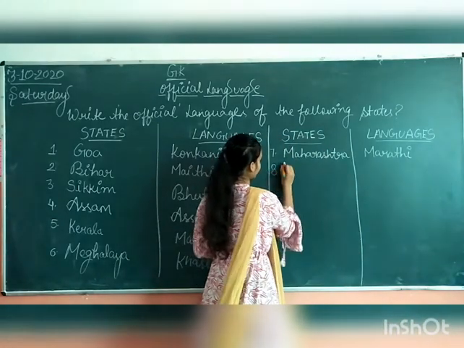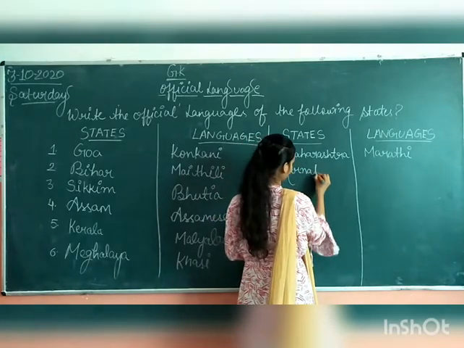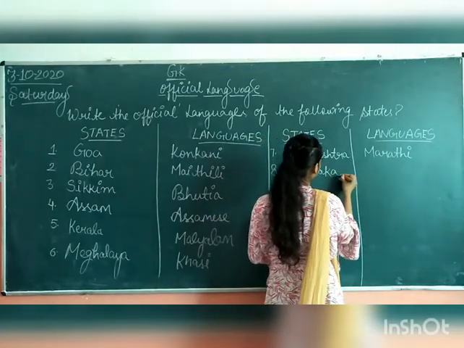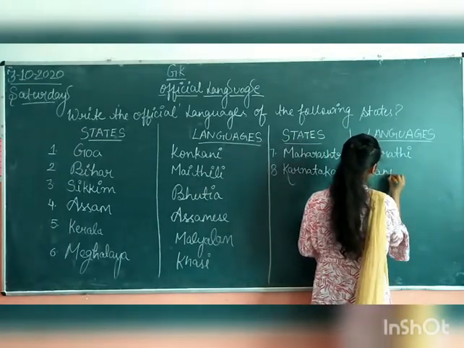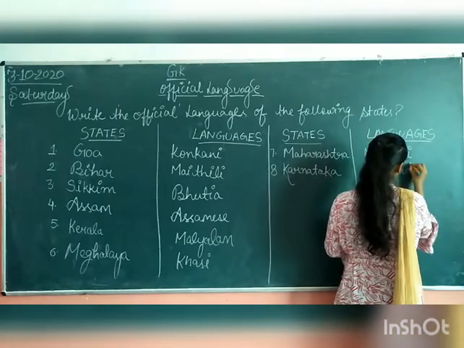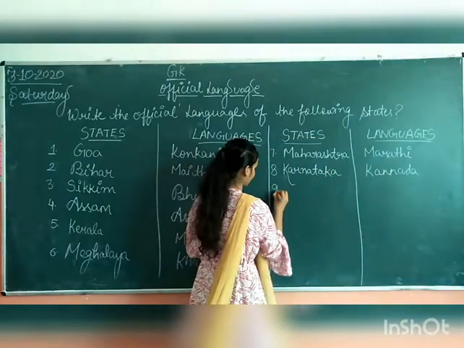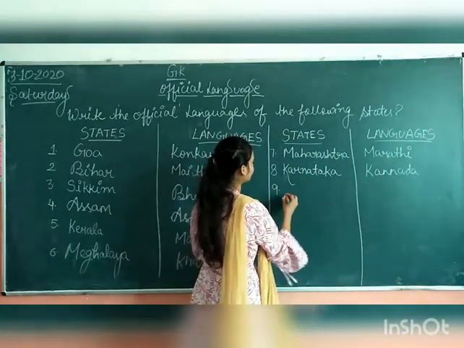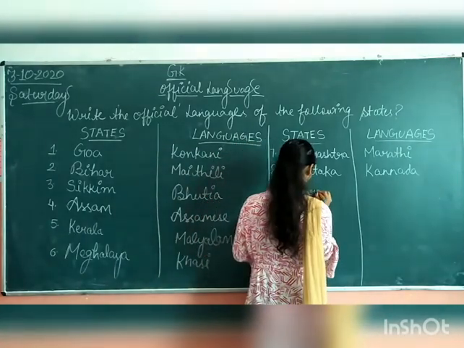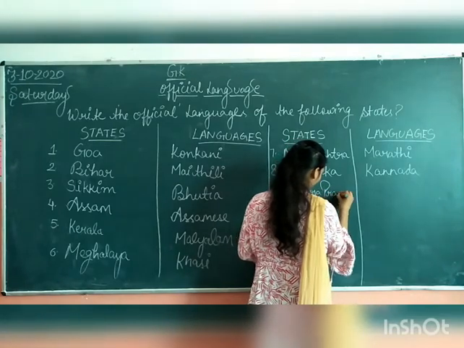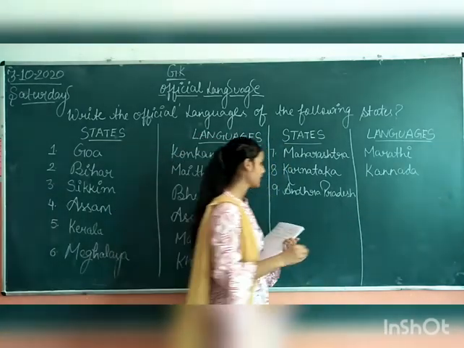Now, number 8. Karnataka. What is the language of Karnataka? Kannada. Sorry, Kannada. Okay. Number 9, Andhra Pradesh. What is the language of Andhra Pradesh? Telugu.